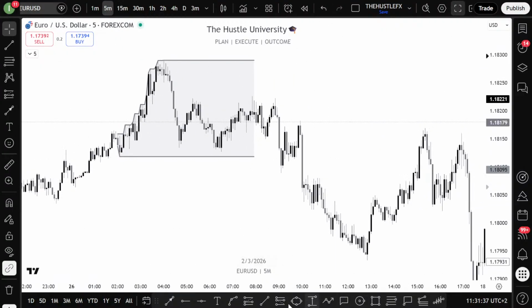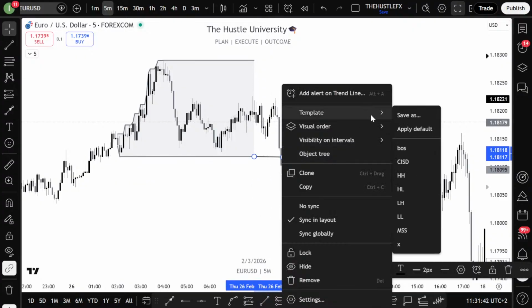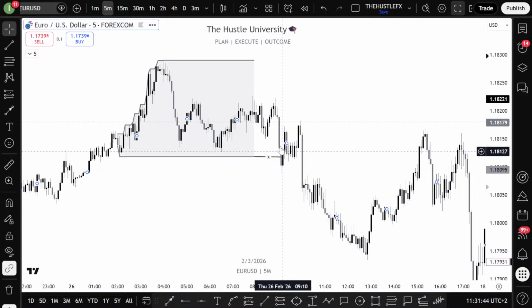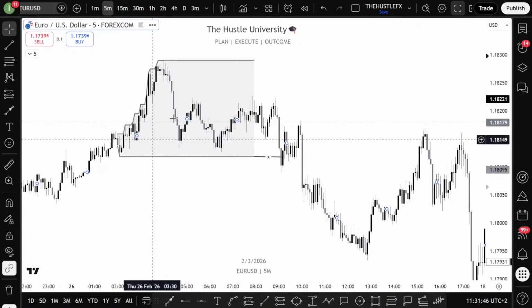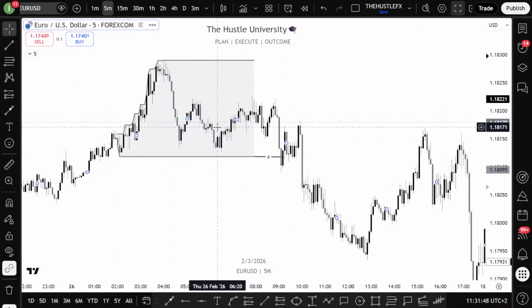Like for instance, we did have a break. We have a sweep of liquidity to the downside over here, right? Price made a shift in structure. And then in terms of the range, watch this 5 minute range. This is how far the range goes.